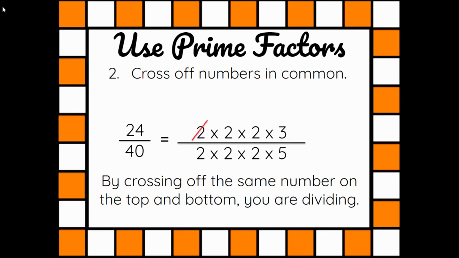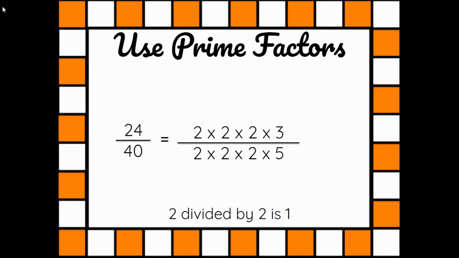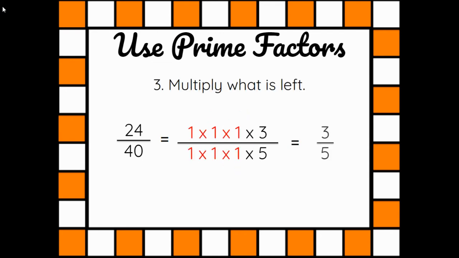So by crossing off the same number in the numerator and denominator, you are dividing. So if I said 2 divided by 2, that would be a 1. So both of those become 1s. That's an equivalent form of 1. So we're going to go ahead and do it throughout the whole problem. We did that to all the common factors in the numerator and the denominator and turn them all into 1s.